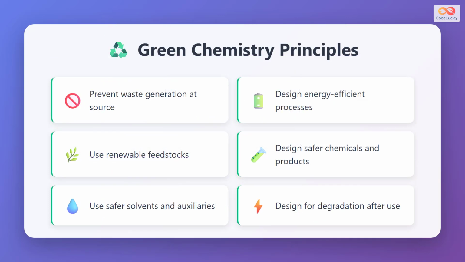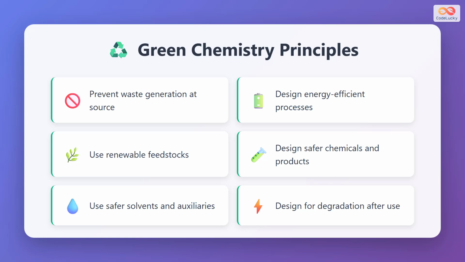Green chemistry offers sustainable solutions to environmental challenges by redesigning chemical processes. The fundamental principles guide us toward cleaner production methods. Prevention focuses on stopping waste generation at the source rather than treating it afterward. Energy efficiency emphasizes designing processes that minimize energy consumption and utilize renewable energy sources.